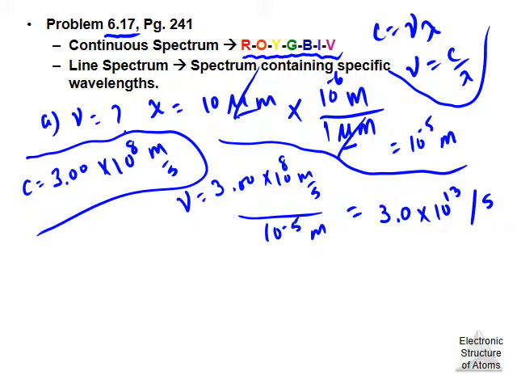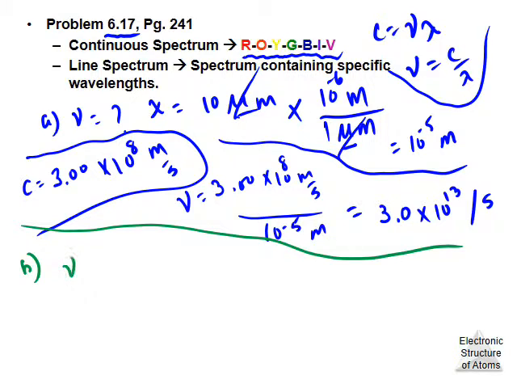Now in part B, I'm going to show you the setup. For the same question number, part B, they're asking, what is the wavelength of the radiation that has a frequency of 5.50 times 10 to the power 14 per second? So again, in this case, they have given you the frequency, 5.50 times 10 to the power 14 per second, and you're supposed to calculate the wavelength.